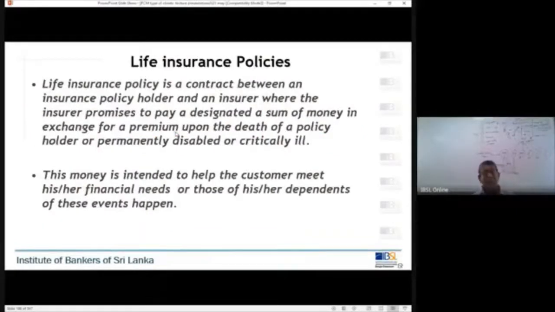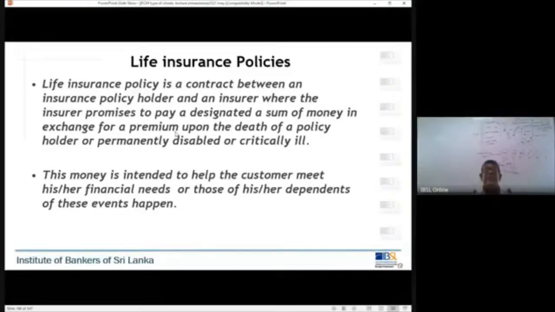Now we move into another business. We call it life insurance policies. How many of you have a life insurance policy? Personal, the bank, are you having a life insurance policy? Most of you are not having one, no? Right, okay. What is a life insurance policy?